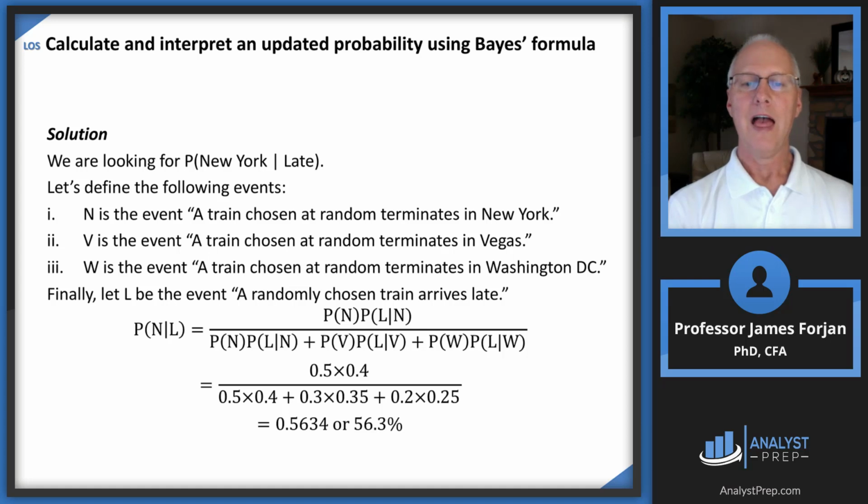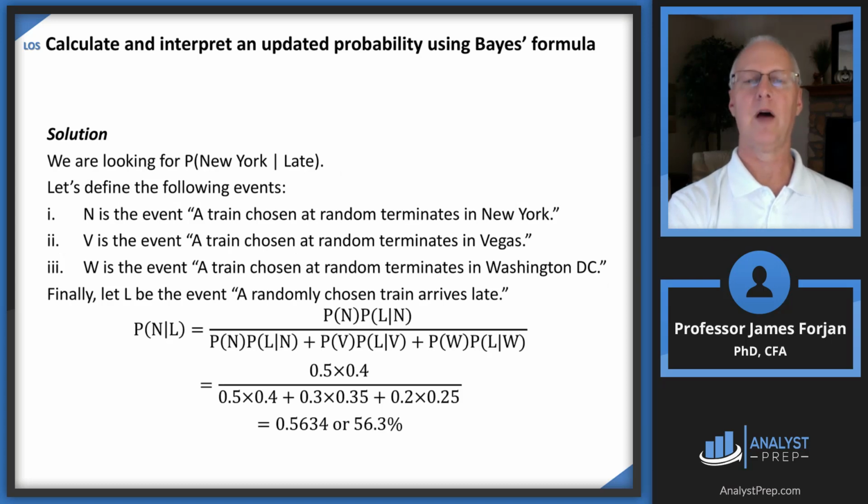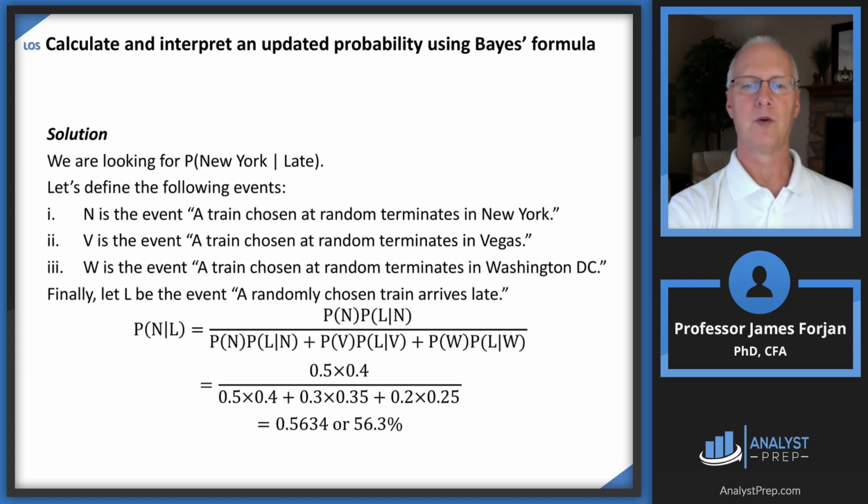And then the denominator is the sum of all of that same thing. So all we're doing is repeating it for Las Vegas and Washington in the denominator, and we're going to sum them. So notice we have that same 50% times 40. And so let's go back here. What did we say? Vegas has 30% of the sample, and 35% of them are late. So there's the 30 times 35. And then Washington, D.C., 20% of the sample, and then what's that, 25%? So there you go. You get about 56.3%.